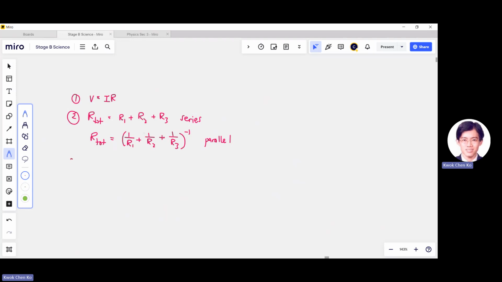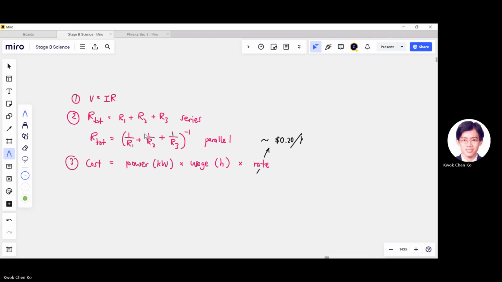Okay, Jingxuan, for you, there's one more, for me as well, of course. That is the cost of electricity. Basically the power. The only thing to be careful of, make sure your power is in kilowatts, multiplied by usage. Usually in a month, but depends on your question. It can be a week. Make sure your usage is in hours. And of course, the rate of electricity given in the question. Most of the time, I think they will follow the Singapore standard, about 20 cents per kilowatt hour. This is the average cost in Singapore.